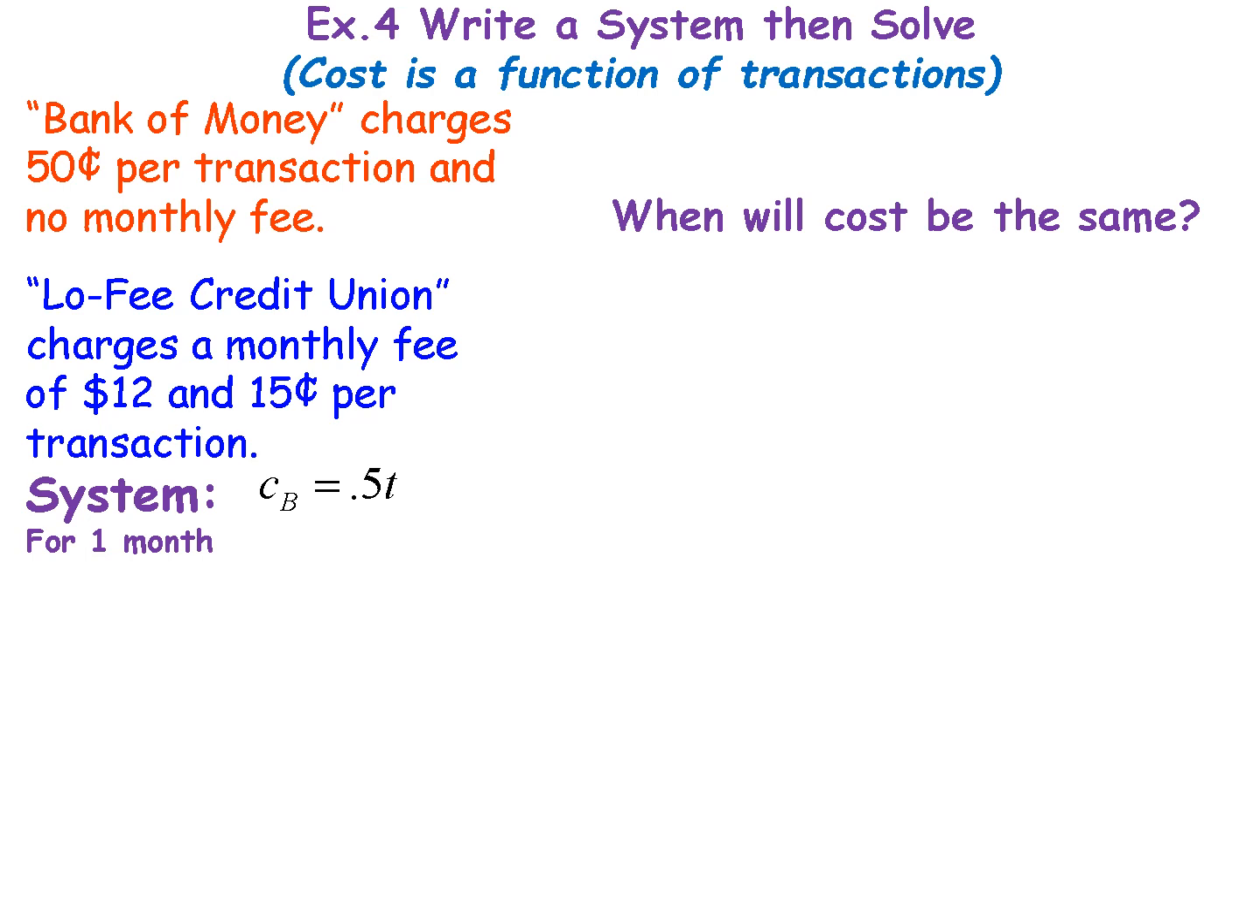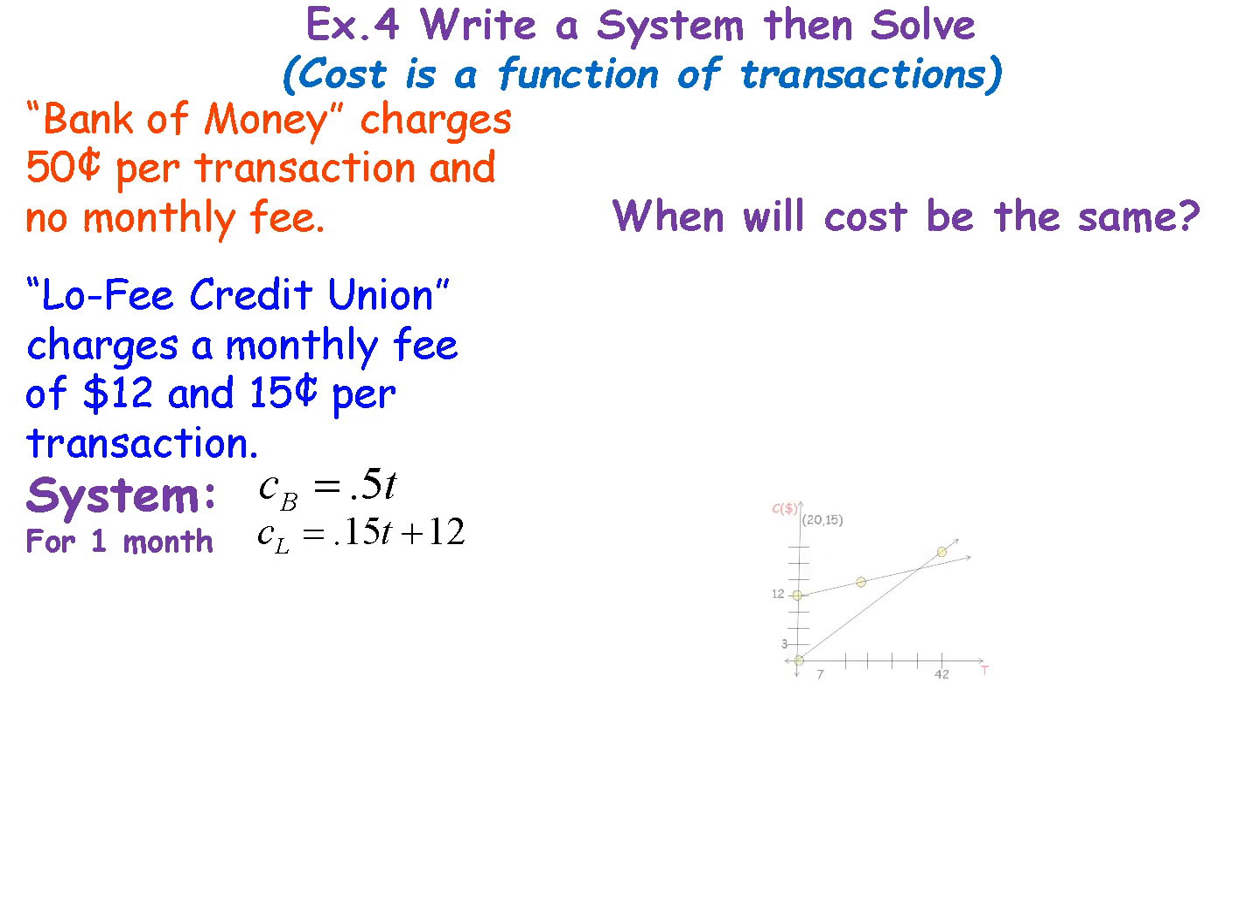Now, let's look at Low Fee Credit Union. They're charging me a monthly fee of $12. So regardless of whether I have any transactions or not, they're still going to charge me $12. And then on top of that, they're going to charge me 15 cents per transaction. So my equation looks like that: 15 cents for each transaction plus that $12 monthly fee. So $12 flat fee and then 15 cents per transaction on top of that.